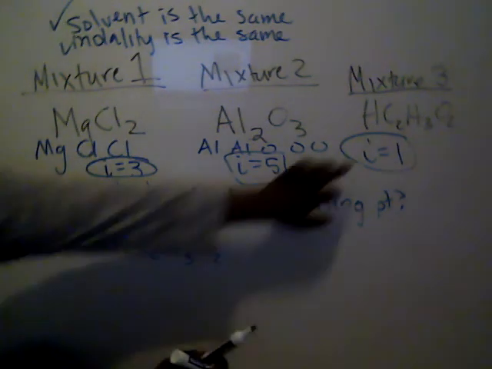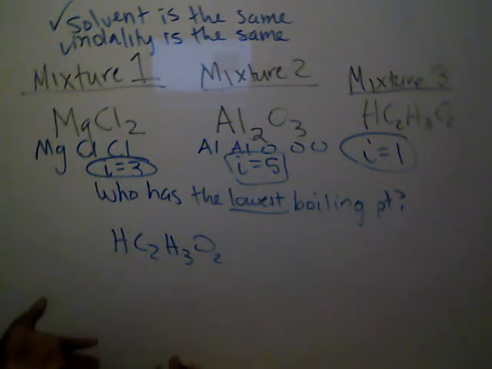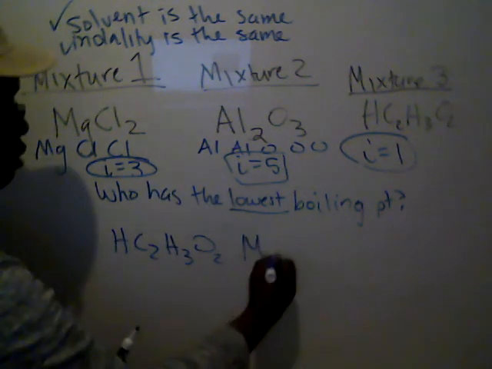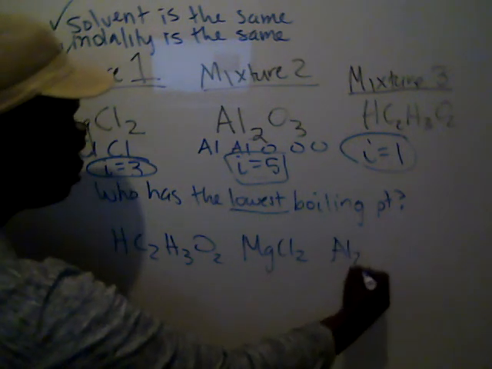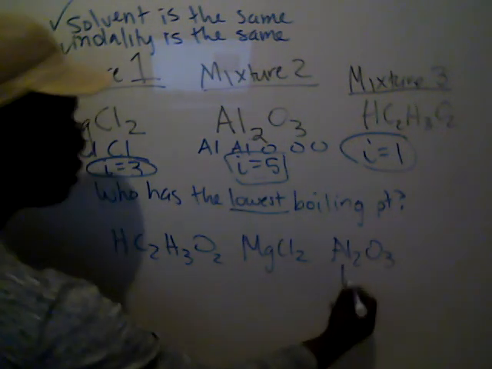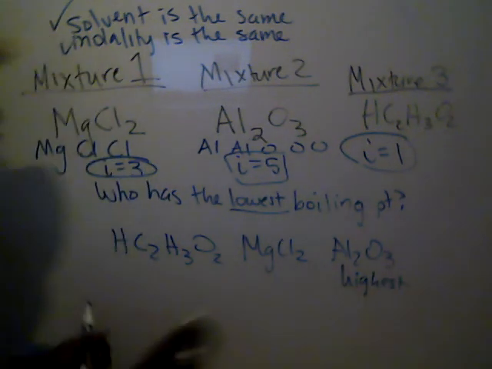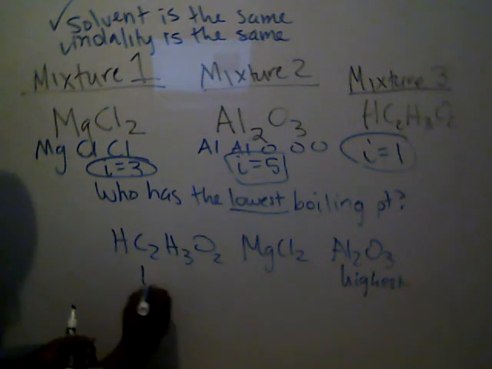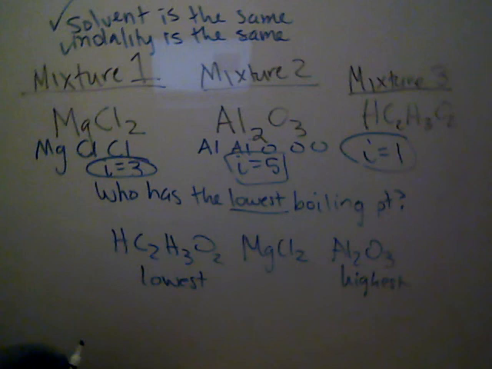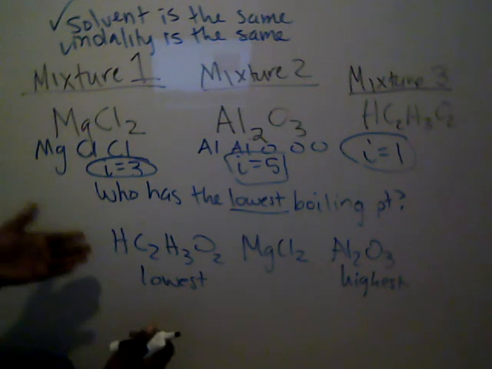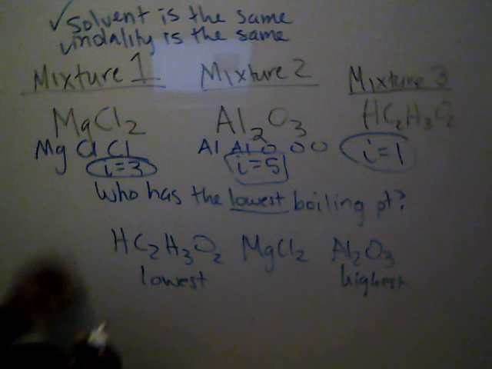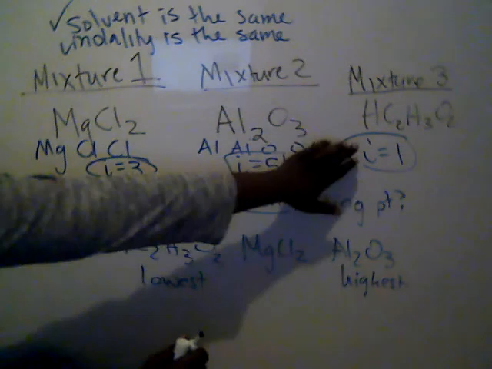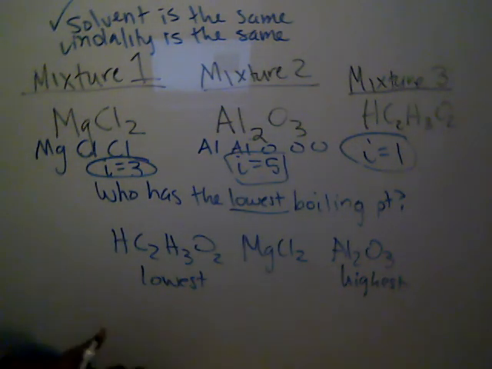Why? Because the I value is 1. It's not going to have as big of a change on the boiling point. It's going to have a lower boiling point in comparison to these other two. And then MgCl2 would be kind of in the middle. And the Al2O3 would have the highest boiling point. Because it has the greatest change, it's going to be adding a lot more extra temperature to what the boiling point used to be. Whereas this guy would have the lowest boiling point. So just be familiar and comfortable with figuring out lowest boiling point versus highest boiling point, lowest freezing point versus highest freezing point, just when you have to look at the I values. So this could be a type of question they could ask you as well.